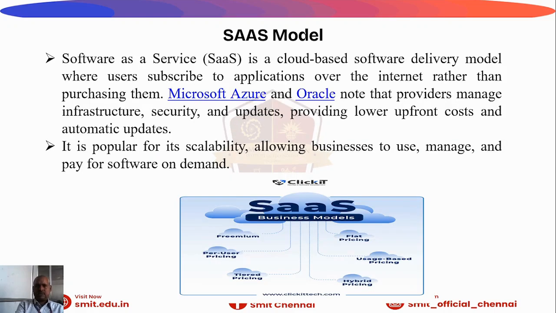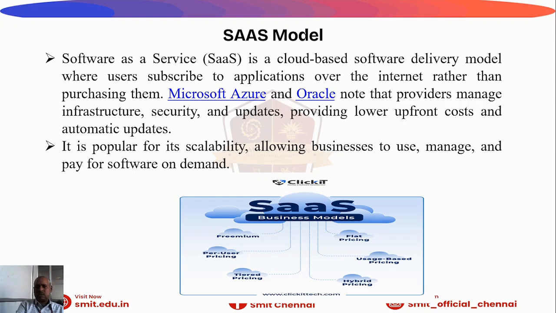Next one is software as a service. Software as a service is a cloud-based software delivery model where users subscribe to applications over the internet rather than purchasing them. Providers like Microsoft Azure and Oracle manage infrastructure, security, and updates, providing lower upfront cost and automatic updates. It is popular for its scalability, allowing businesses to use, manage, and pay for software on demand. This is the software as a service model.